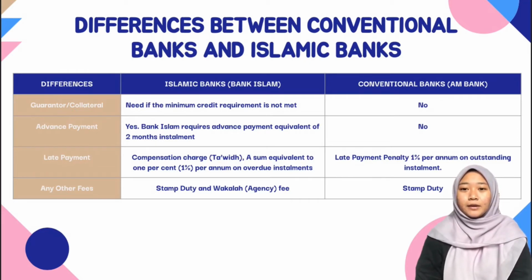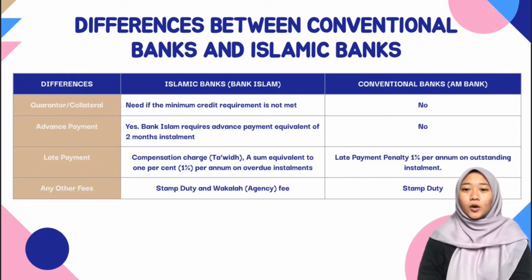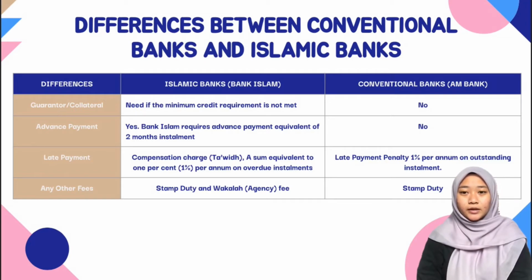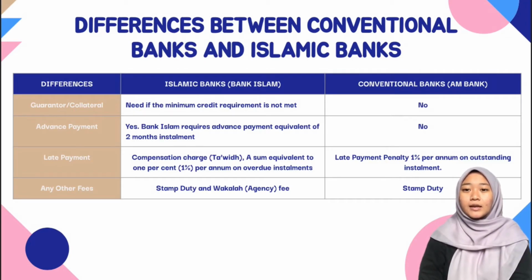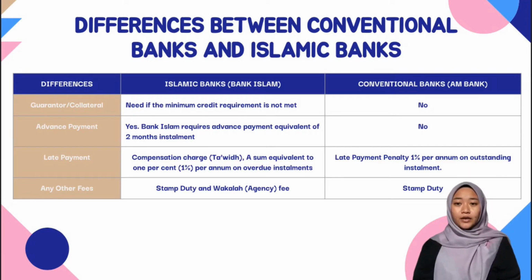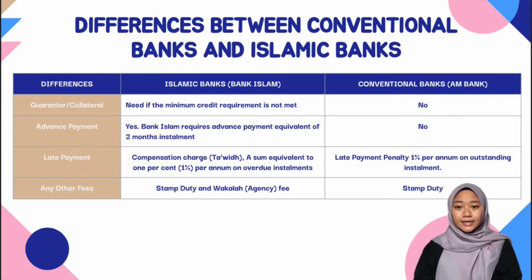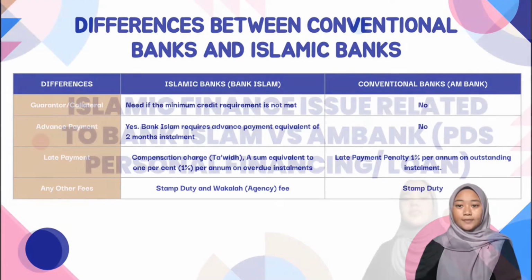For late payment, Bank Islam charges compensation with a sum equivalent to 1% per annum on the overdue installment, while Ambank will charge 1% per annum on the outstanding installment. Last but not least is the difference between fees. The other fees that you need to pay in Bank Islam are stamp duty and wakalah agency fee, while in Ambank the other fee you have to pay is stamp duty.